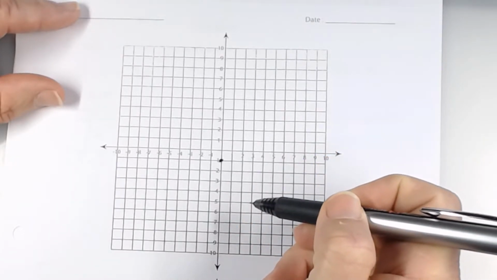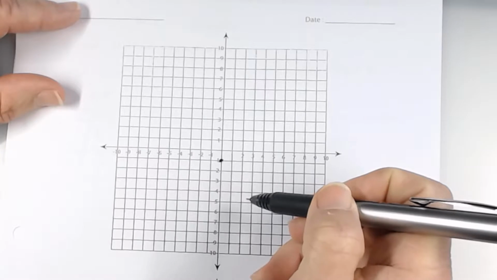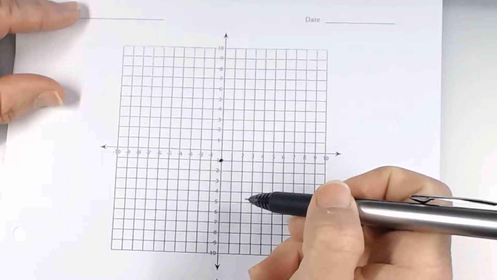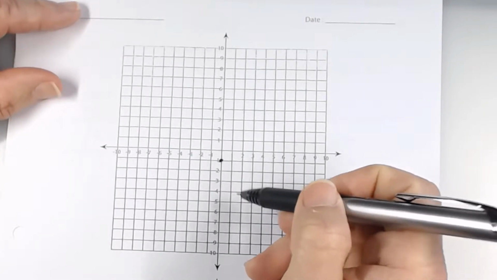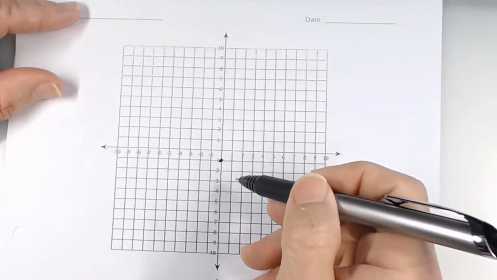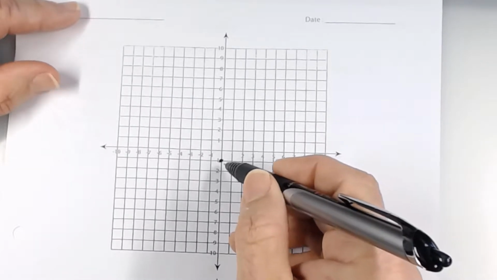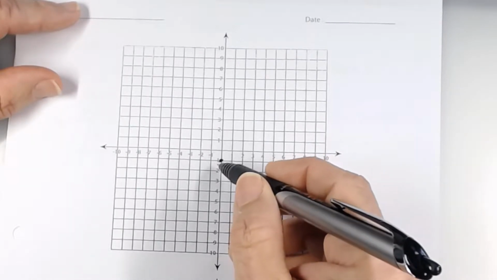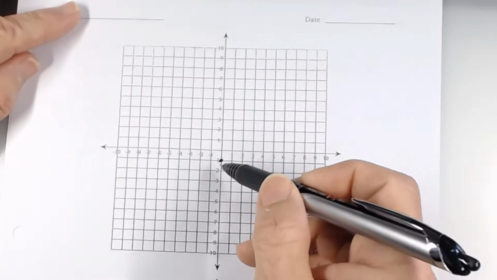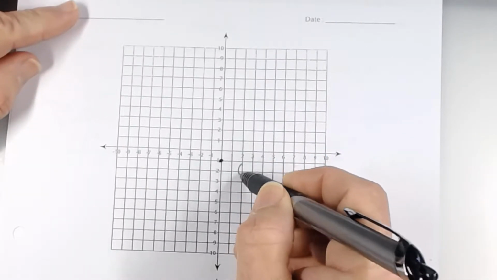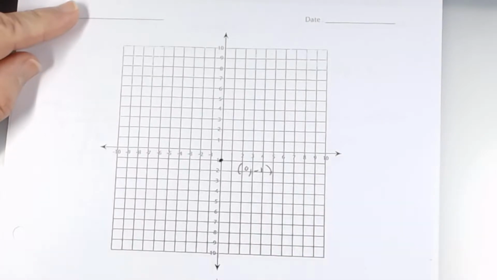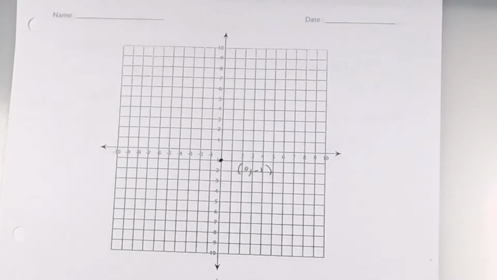Now if it says label, and for those of you that downloaded the worksheet, did it say label? Okay, so if it says label, what does that mean? You indicate what those coordinates are. So plotting the point is not labeling. Labeling is where you actually write 0, negative 1. That's labeling. All right, so make sure you read the directions carefully when you do the worksheets.